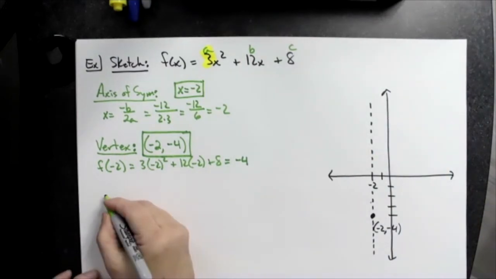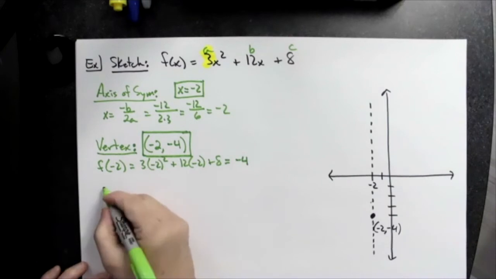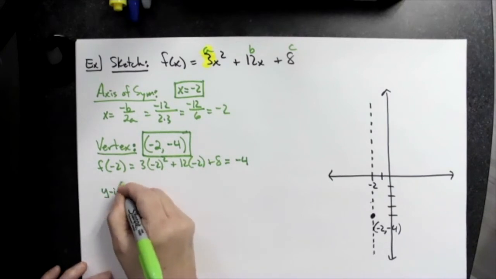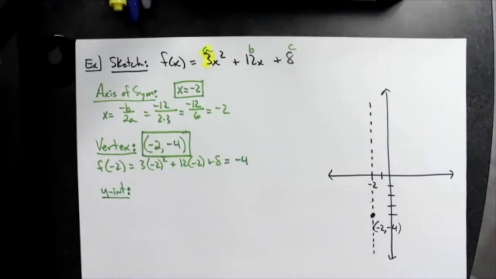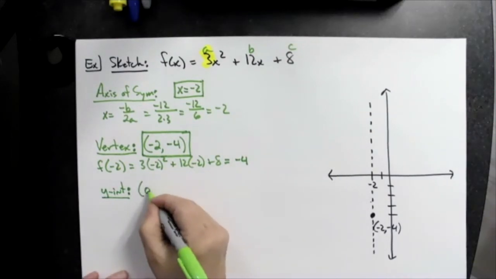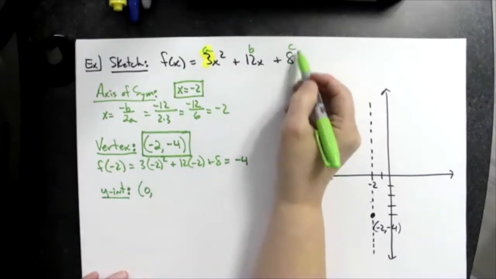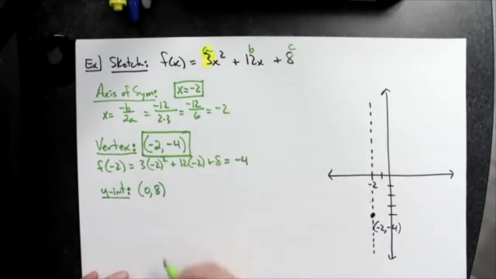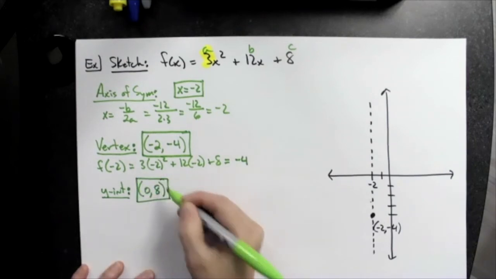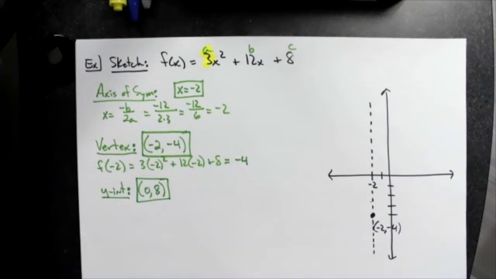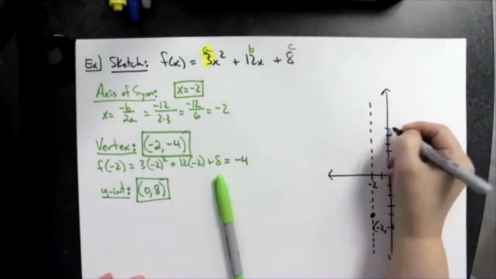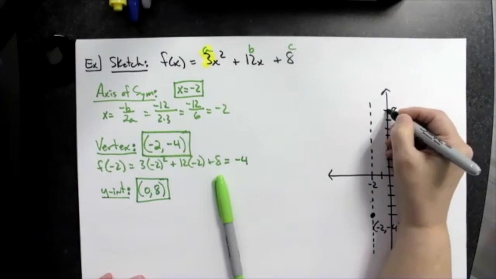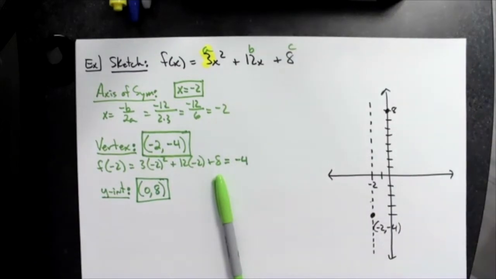All right, very quickly, I can do the y-intercept. We said that was the (0, c). So ordered pair (0, 8), my c value is 8. So no math needed for the y-intercept when it's in this form. Okay, and so let's go ahead, and it should be on the y-axis. It will be on the y-axis. All right, rough count there of 8.